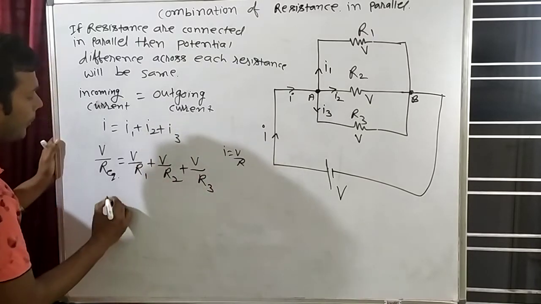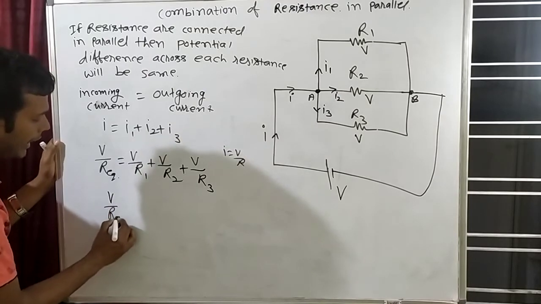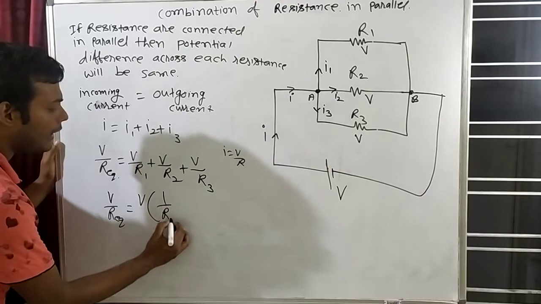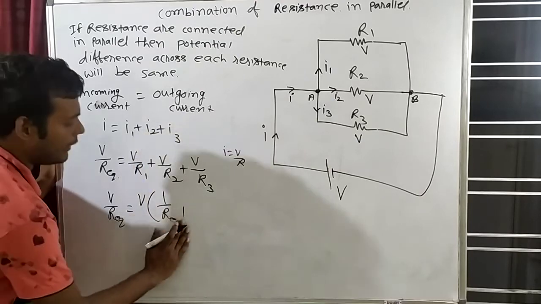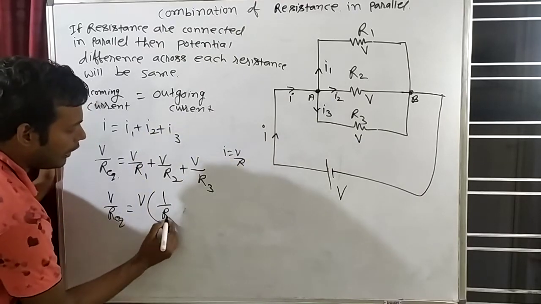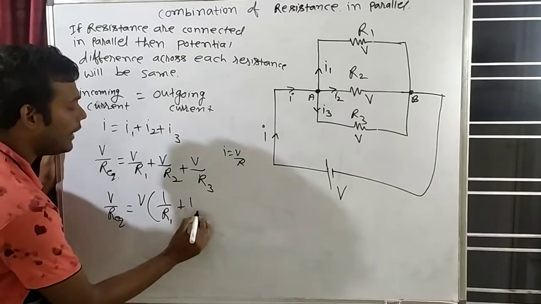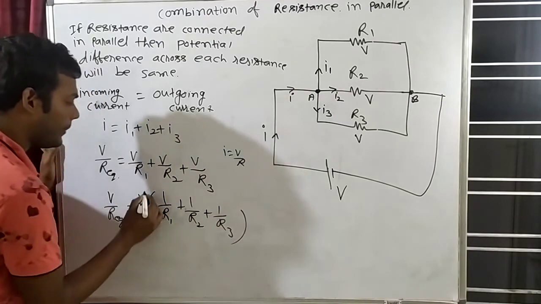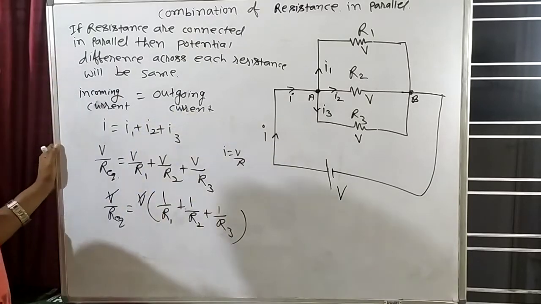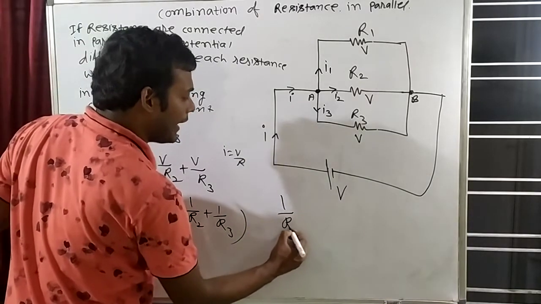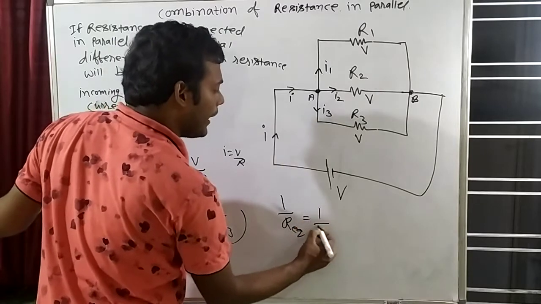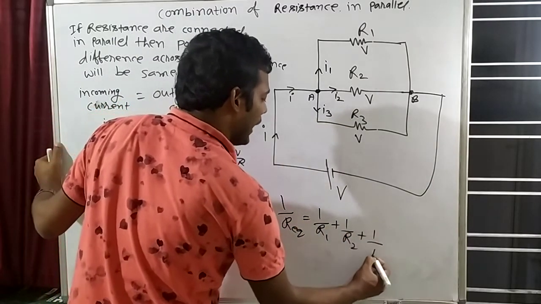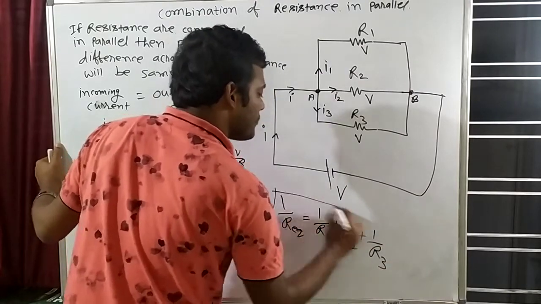So something will be common here. This will be V by R equivalent is equal to V common, and what will remain here is 1 by R1 plus 1 by R2 plus 1 by R3. Now V and V will cancel each other. So what will remain? 1 by R equivalent is equal to 1 by R1 plus 1 by R2 plus 1 by R3. So if there are 3 resistances, the formula will be this.